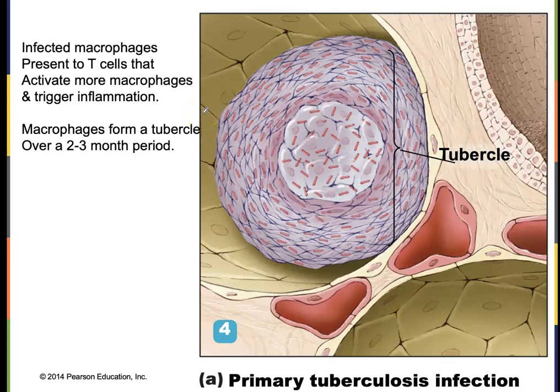So then in primary tuberculosis, here's our tubercle. The infected macrophages will do their thing, right? They present to T cells, and there's more activation of the immune response, and the macrophages will form this tubercle around them, trying to wall off the bacteria inside of this mass, and that's what shows up on the x-rays.